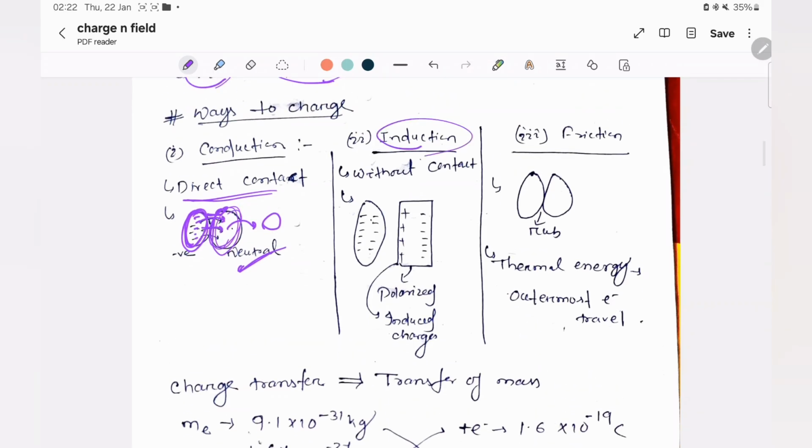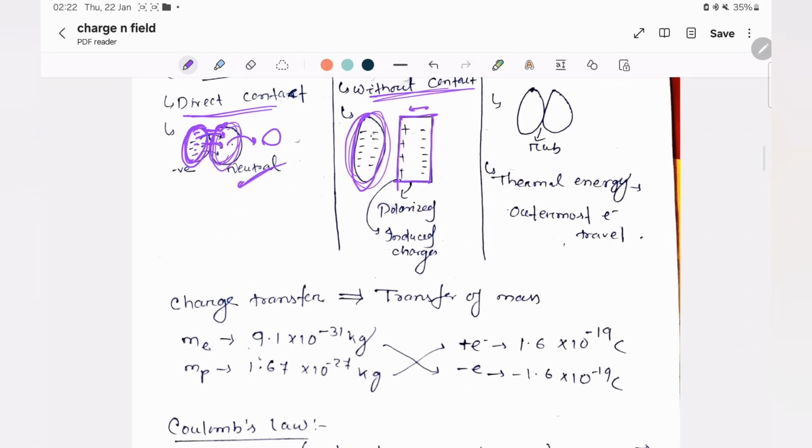Now, conduction without contact. Let us consider this is a negatively charged body and this is a neutral body, which we move towards the negatively charged body. They are not in contact; we just put them some distance apart. So what will happen in this material? Every material has protons and electrons, positive and negative charges, and they are distributed like this.